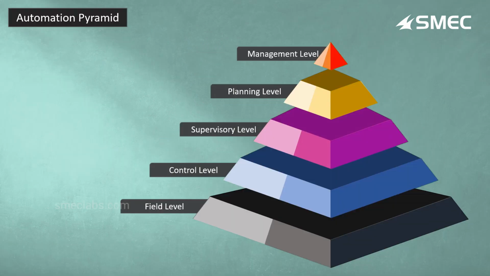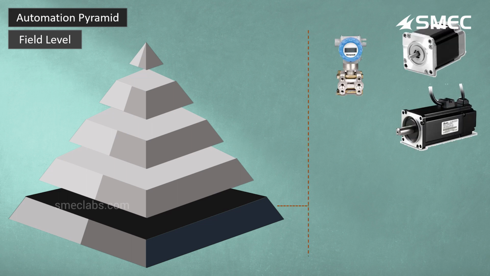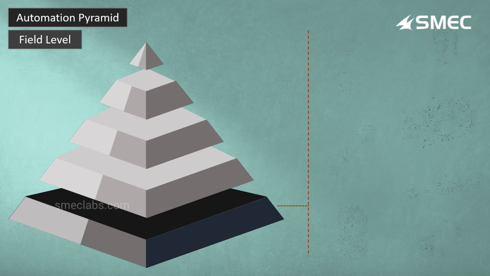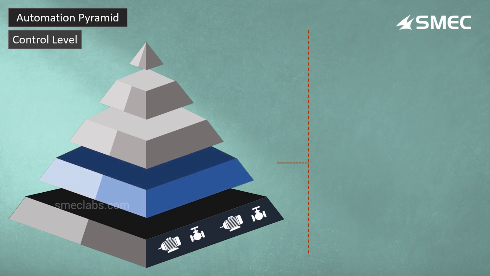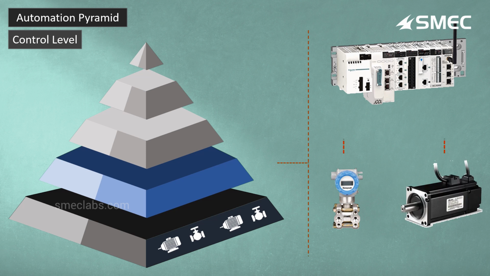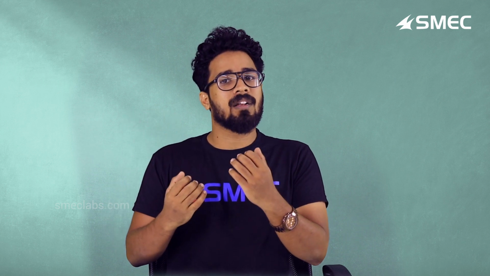Here what we can see is that the physical work is done by the field instruments. For example, the actuators and the sensors will be working, and the field level comprises all these field instruments. Now coming to the second level, that is the control level. The field instruments are connected to these control elements, for example, a PLC or programmable logic controller. If you want to take the case of PID also, that will come under this level.